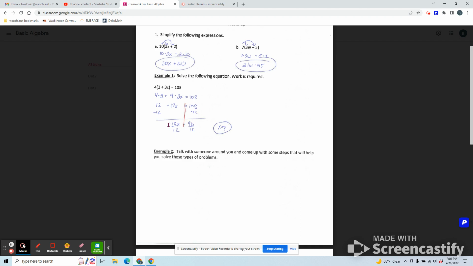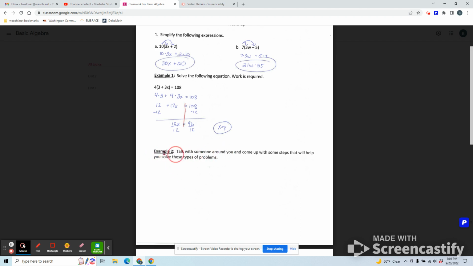Now I'm at the point where it says 12x equals 96. Well, I'm going to undo that multiplication, because remember 12x is really saying 12 times x. I'm going to undo that multiplication, and I'm going to divide by 12. In this case, I get x equals 8.